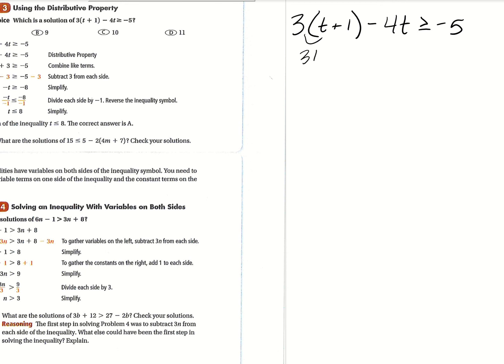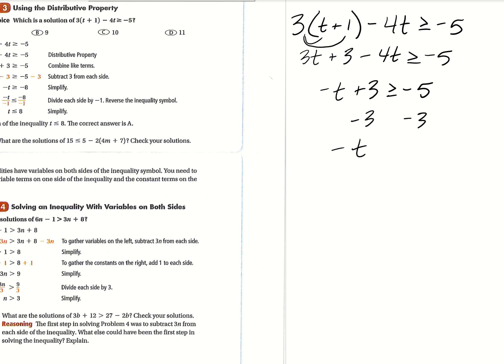So we have 3 times t is 3t. 3 times 1 is 3. And then we'll rewrite the rest of the inequality. So now we're left with 3t minus 4t. If we combine those two, we're going to have -t plus 3, or 3 minus t, depending on how you want to write that. Okay, and then we have on the other side -5. All right, again, I'm just going to solve like normal. So I'm going to subtract 3 from both sides. So I'm left with -t is greater than or equal to -8.